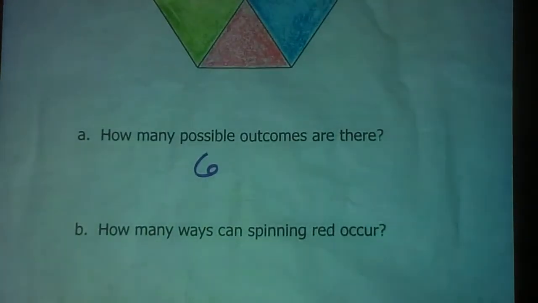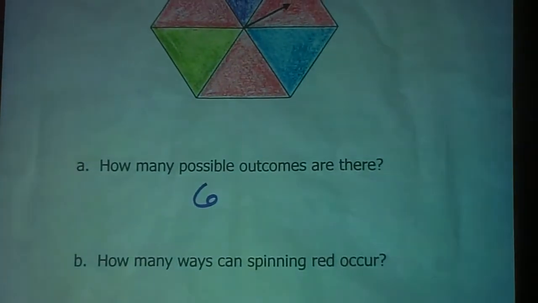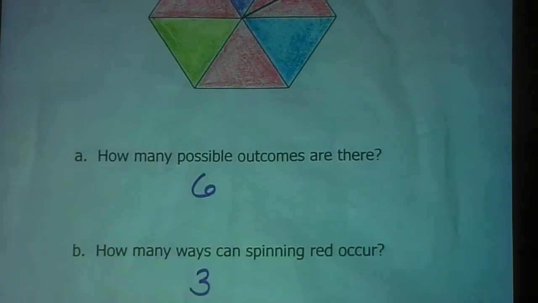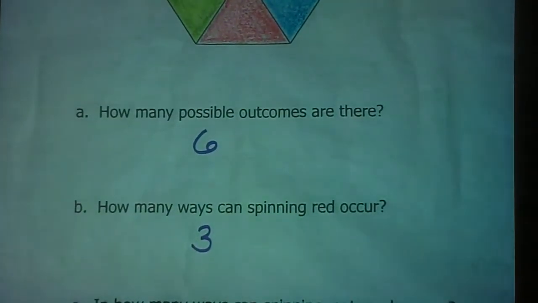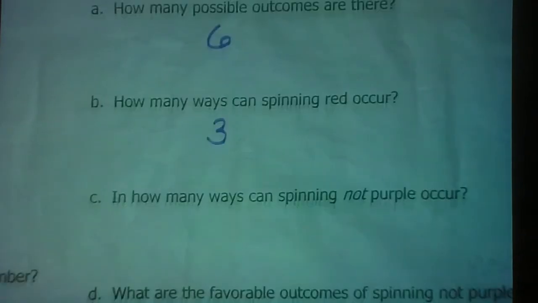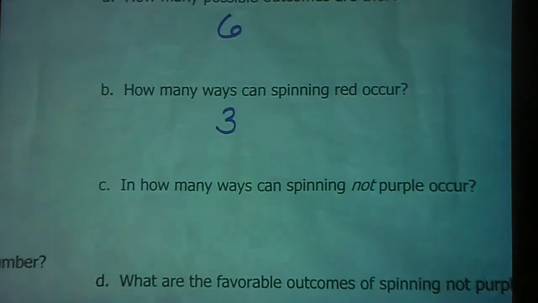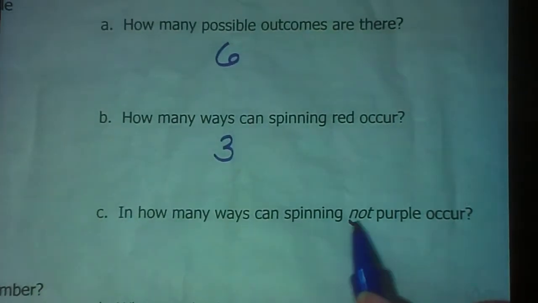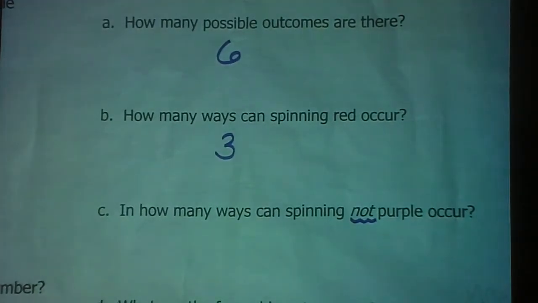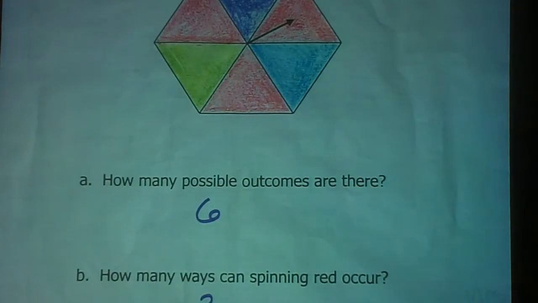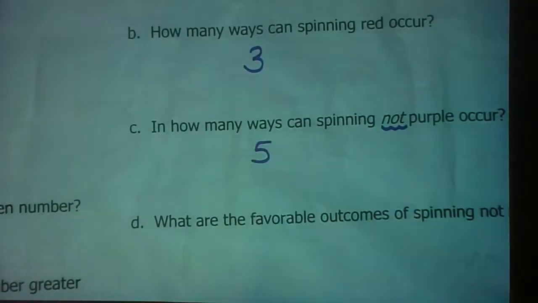How many ways can spinning a red occur? Notice it says how many ways, so there are 3 reds. That means there are 3 ways for red to occur. And in how many ways can spinning not purple occur? Notice that this is italicized, but that's the key word here. How many of these colors are not purple? Look at your spinner. Do you see that 5 out of 6 of them are not purple? So that would be 5 ways.